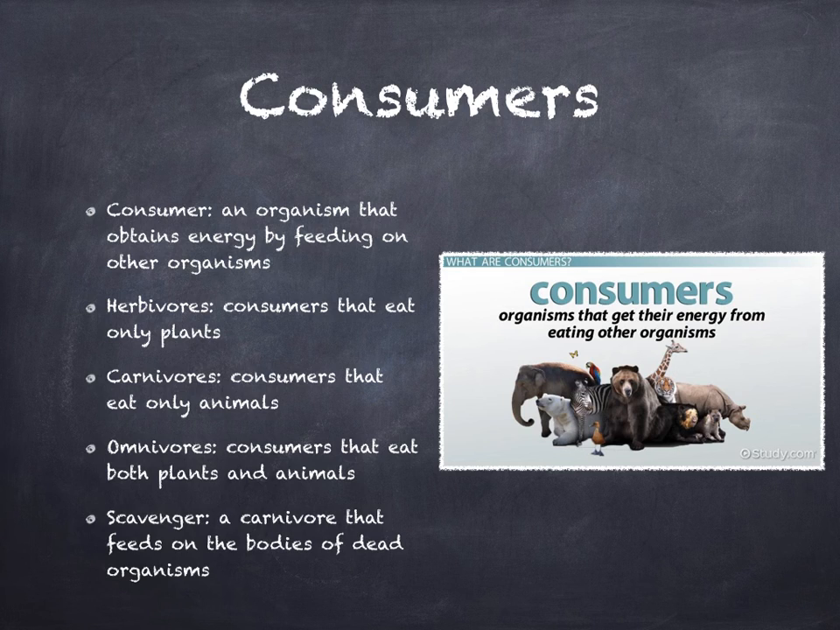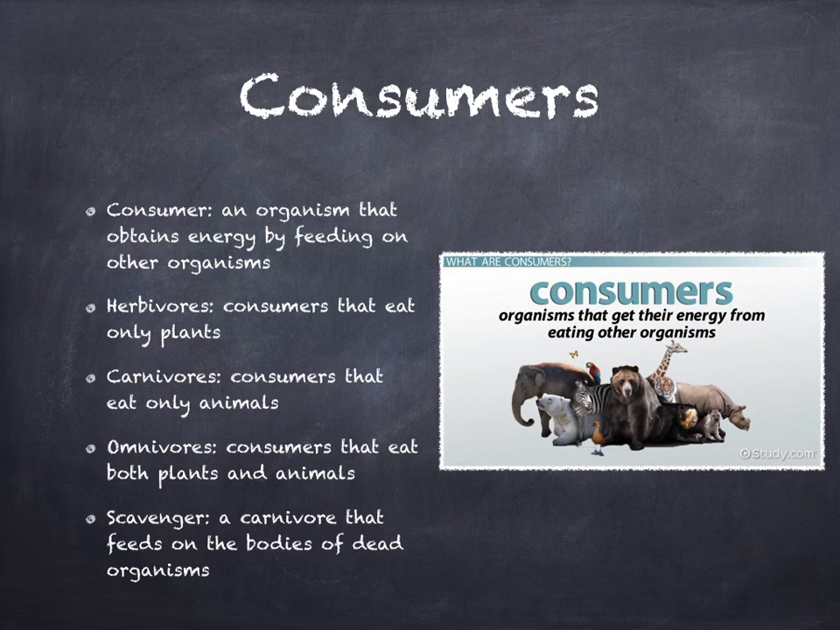Consumers. Some members of an ecosystem cannot make their own food. An organism that obtains energy by feeding on another organism is a consumer. Consumers are classified by what they eat. Consumers that eat only plants are herbivores. Some familiar herbivores are caterpillars, rabbits, and deer.